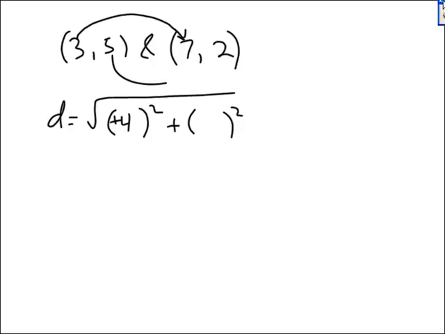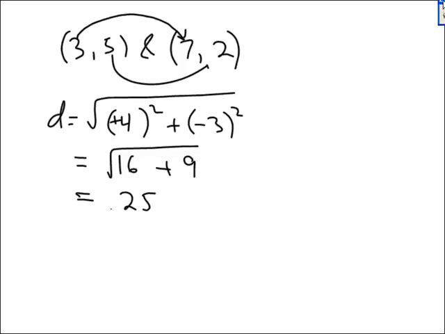What's the change in y? Y goes from 5 to 2. Well, it went down 3. And again, you can be sloppy and just say, oh, the change is 3. So it doesn't matter if it's plus or minus, because when I square it, I always get positive. And 16 plus 9 is 25, and the square root of 25 is simply 5.